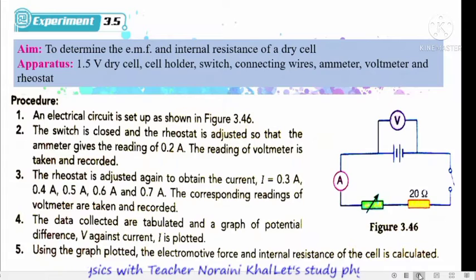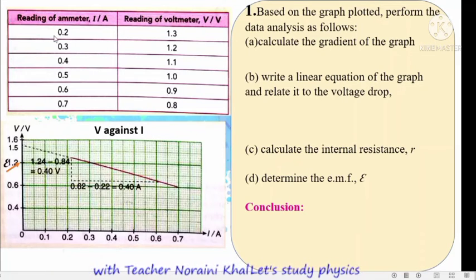Okay, let's look at the graph. So this is the table of data. From here we can see there are 6 sets of data. Plot the graph of V against I. So this is a sample of a graph that you can get. You can see V decreases linearly with I. When we talk about the relationship between V and I, V decreases linearly with I.